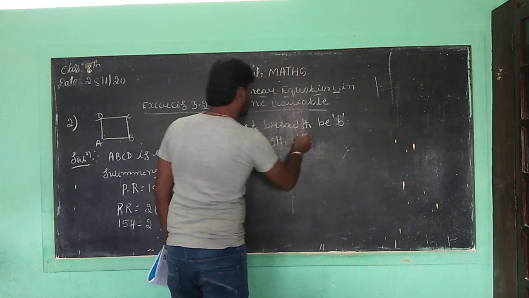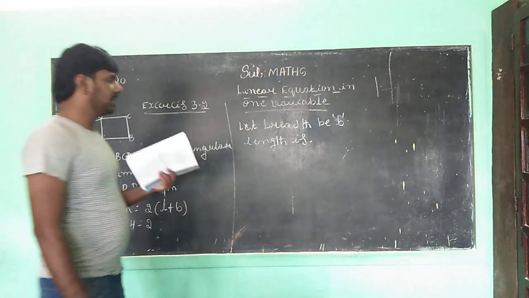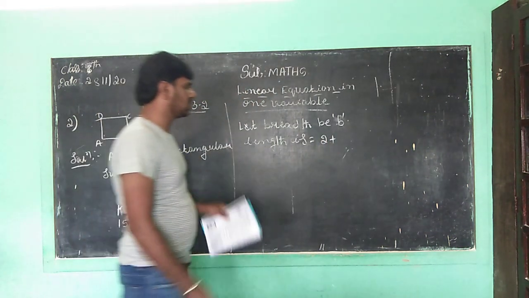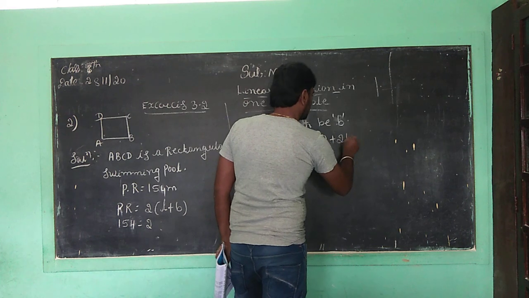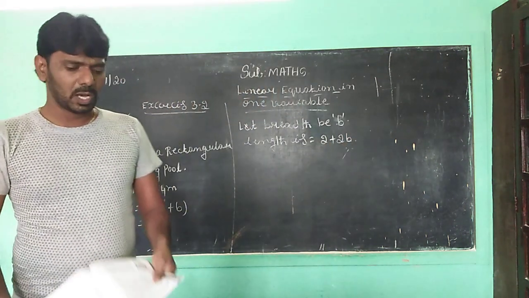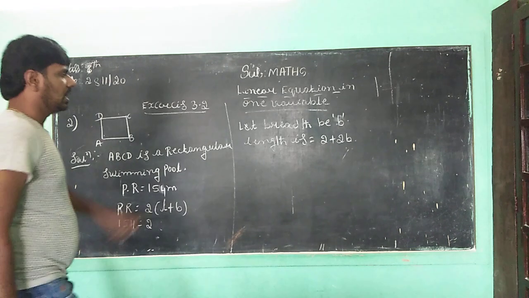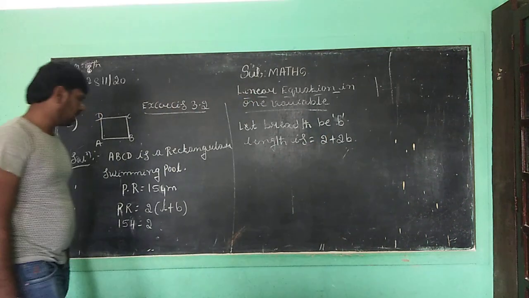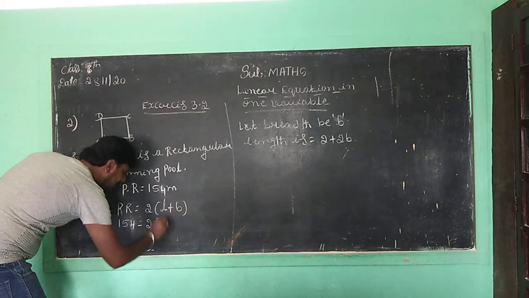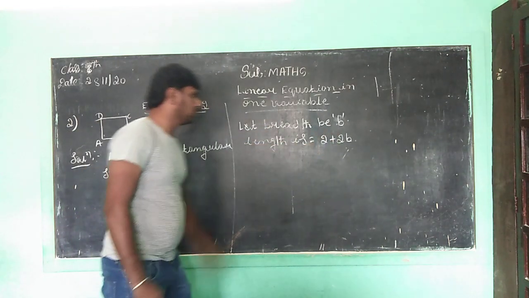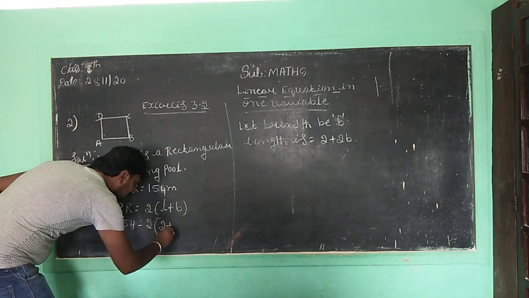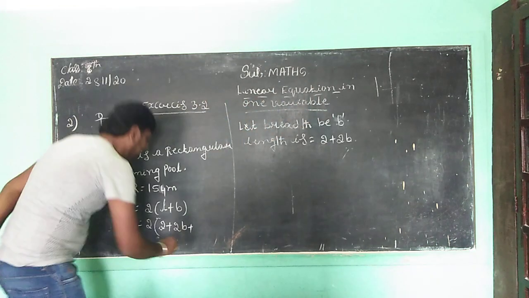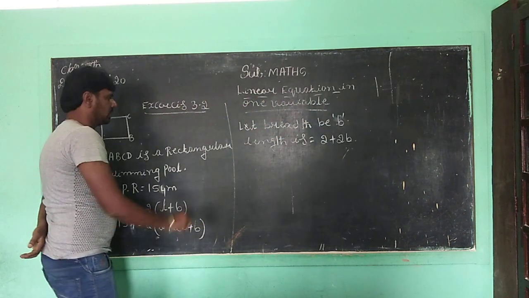Children, now you want to take length is 2 meter more than twice the breadth. Twice means 2 into b. Correct children? L is equal to 2 plus 2b. Length is 2 meter more than twice the breadth. That's why children you want to take here L is equal to 2 plus 2b. As it is, that is b. Correct children? Don't confuse it.